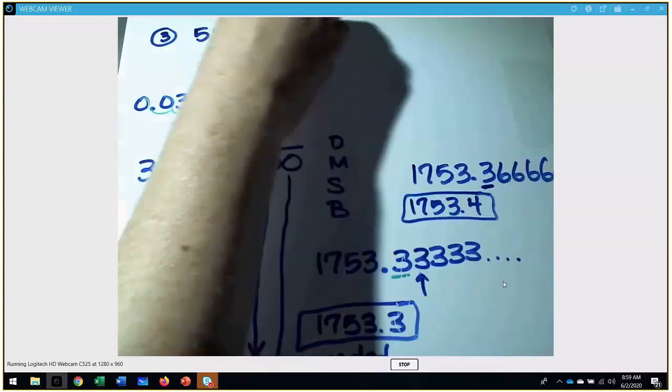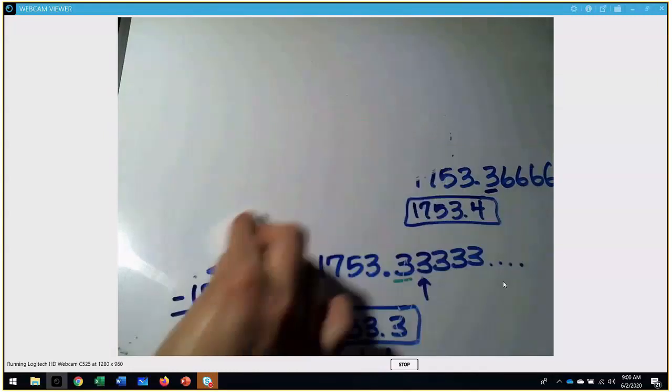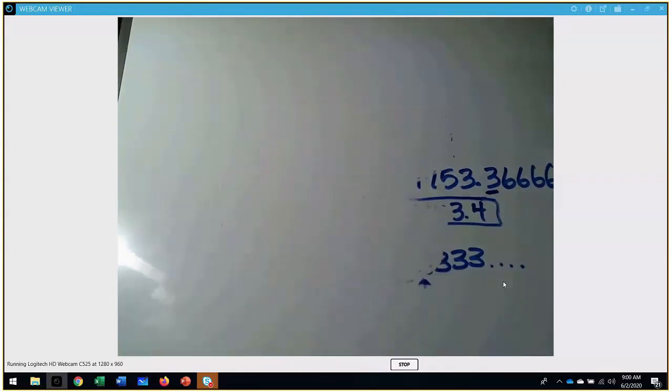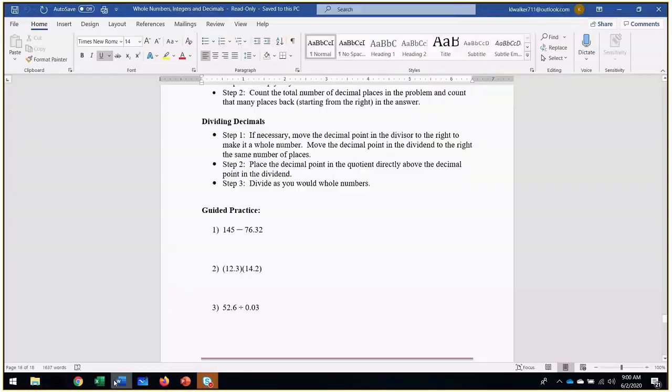Okay. Anything else? No, yeah. My question was that you put the bar on there to show that it's a repetitive number, but you only round it if the question tells you that, right? Yes, that's right.